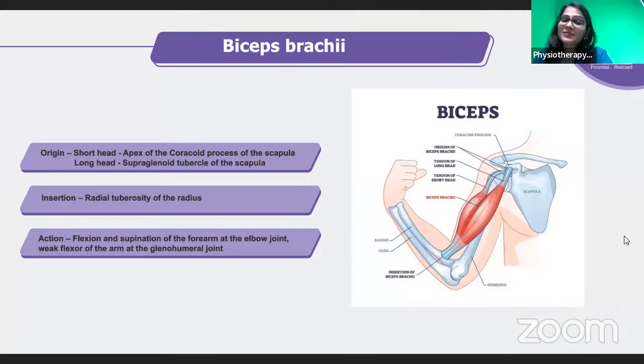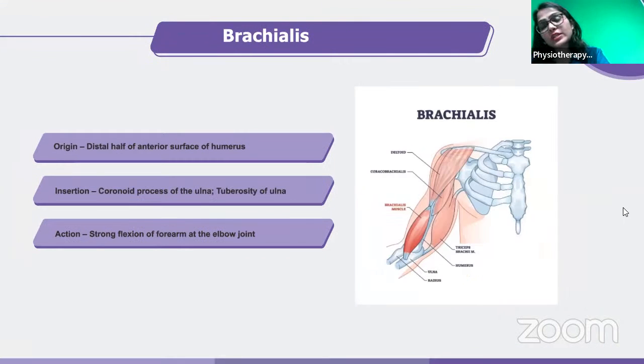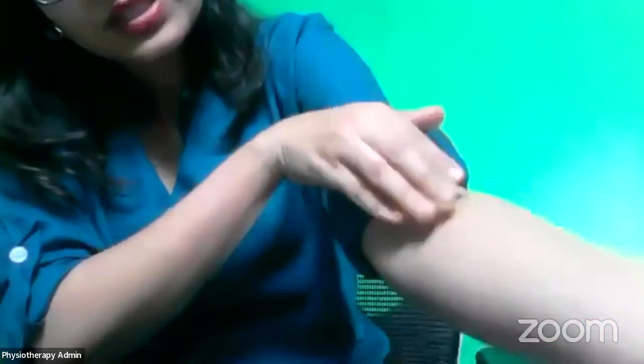Biceps, I didn't go into depth because you all know the origin, insertion, and major function because we flaunt our biceps. Next is brachialis. As I told you, it is a major important muscle for elbow flexion. It takes its origin from the distal half of the anterior surface of the humerus, and the coronoid process of the ulna. It is a short muscle. It gets inserted into the ulna. So when it contracts, it will cause flexion.